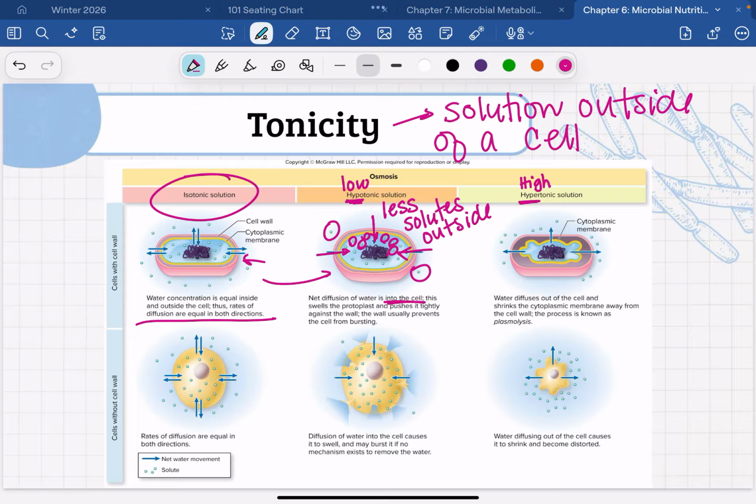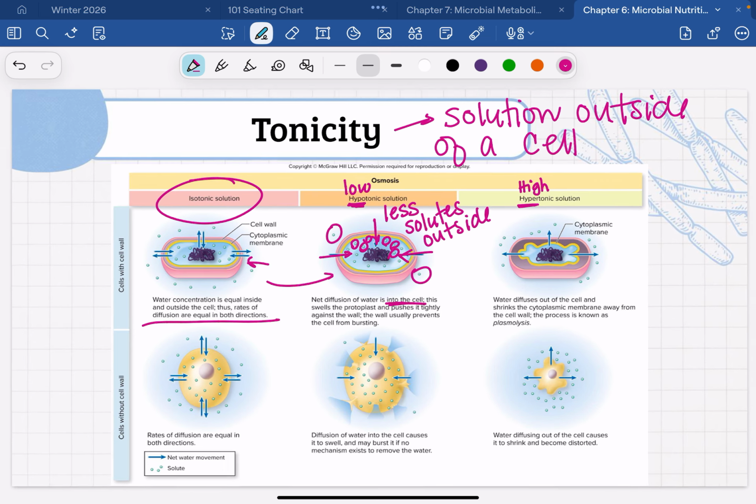Things like jam and honey and jelly, those all have tons of sugar, which is another solute. So honey is a hypertonic solution. Honey is one of those foods that basically never goes bad, and it's because it's extremely hypertonic. Bacteria basically can't grow in it because there's too much sugar in it. It's a hypertonic solution.